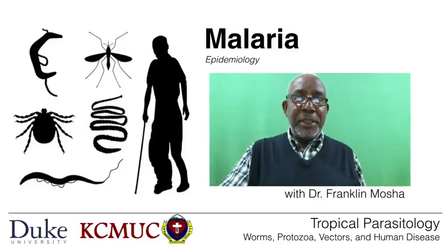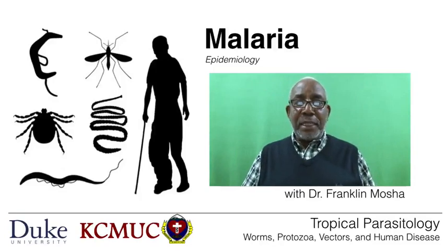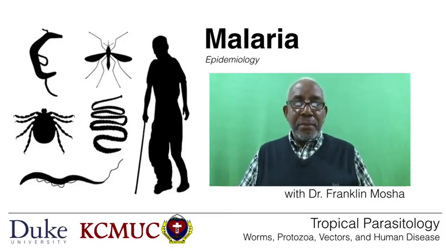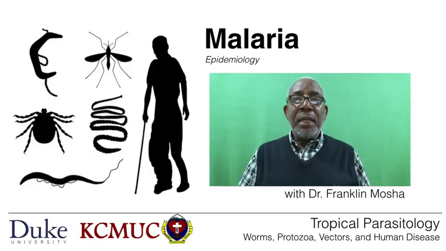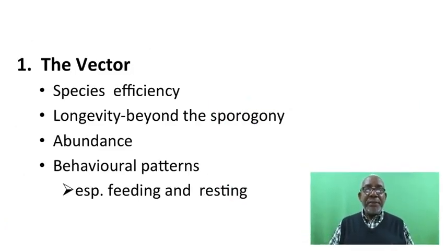Malaria epidemiology. The epidemiology of malaria involves several interactive factors which facilitate transmission. The important factors include the mosquito vector, which is normally the Anopheles, the Plasmodium parasite, the human host, and the environment.